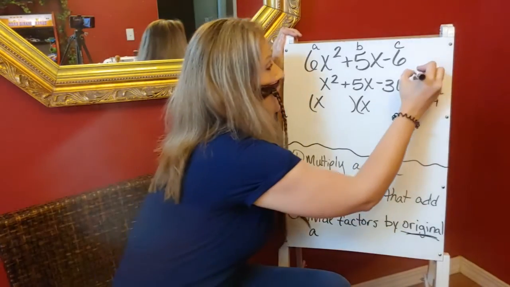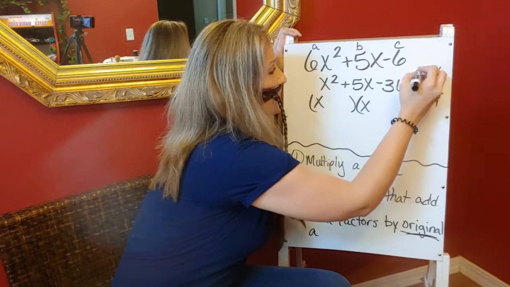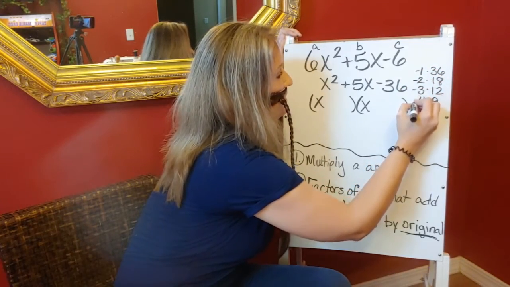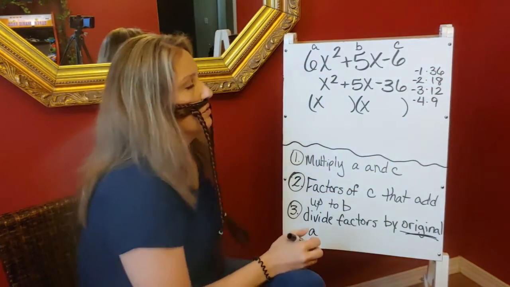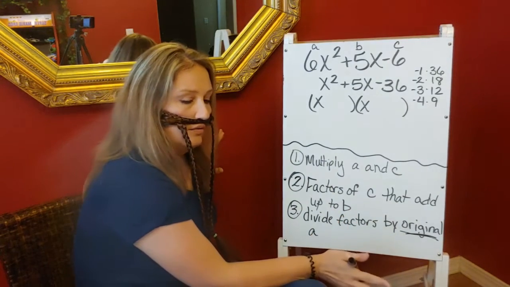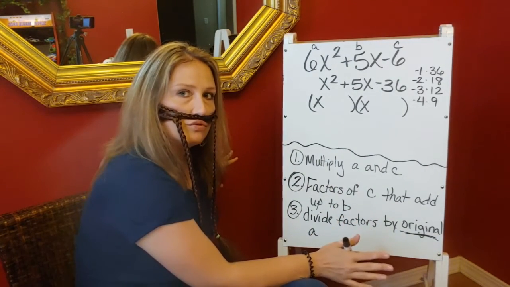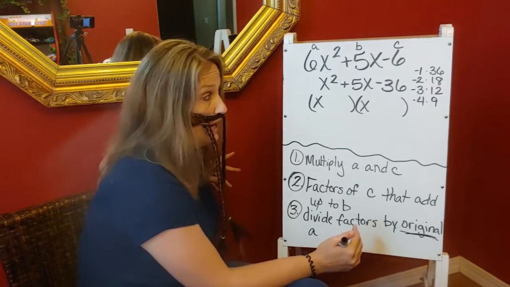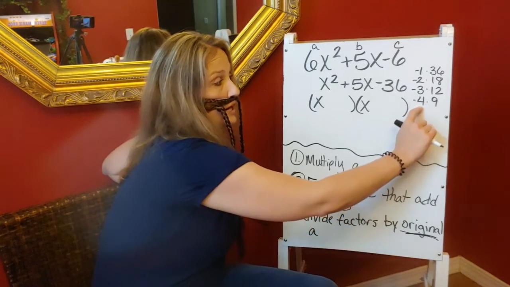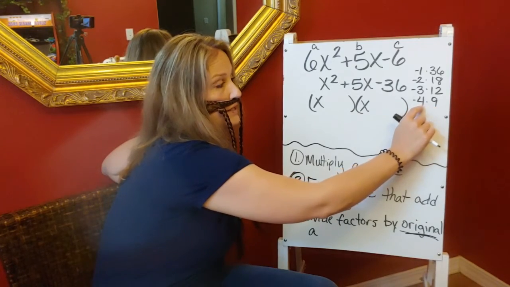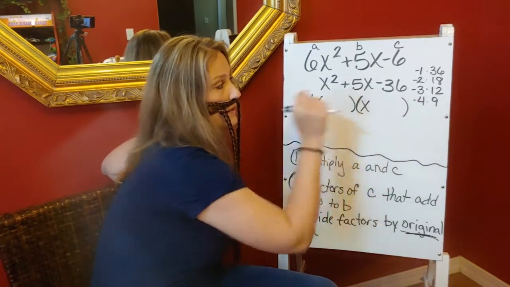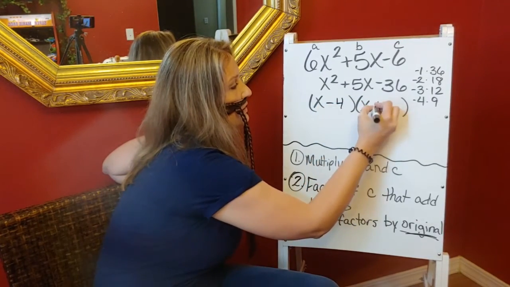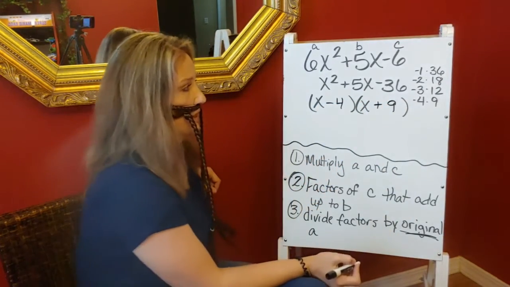Yeah, that's right. And since this is a negative 36, I know that one of my factors has to be negative. So I'm going to look at these factors and say, okay, which pair of them adds up to 5? And it's this one right here, negative 4 times 9. If I take negative 4 plus 9, I get 5. So I'm going to put in minus 4 here and a plus 9 there.